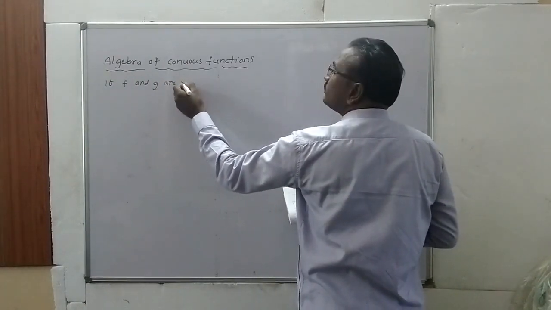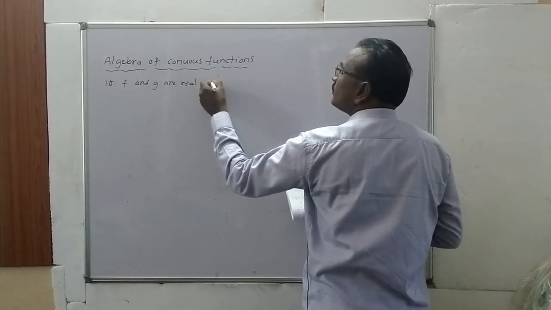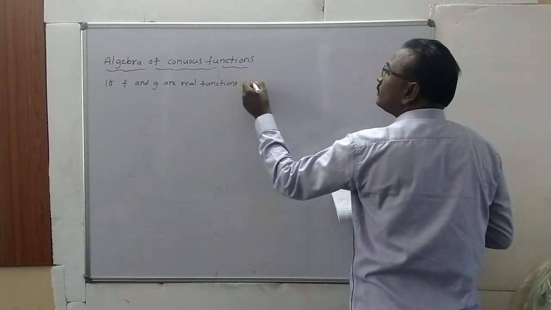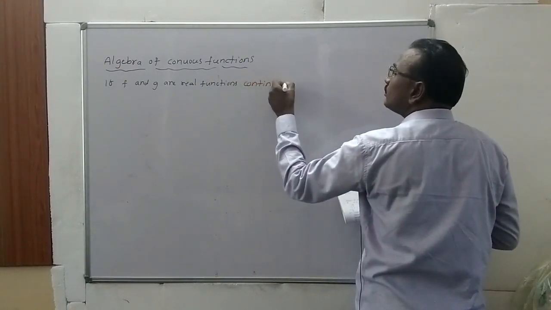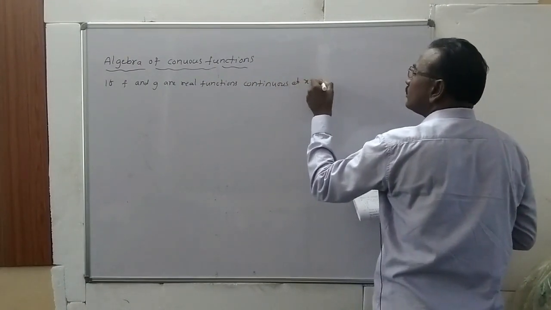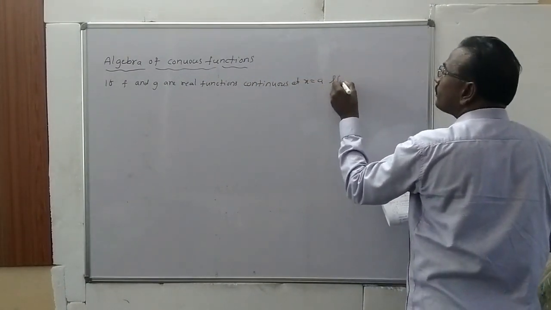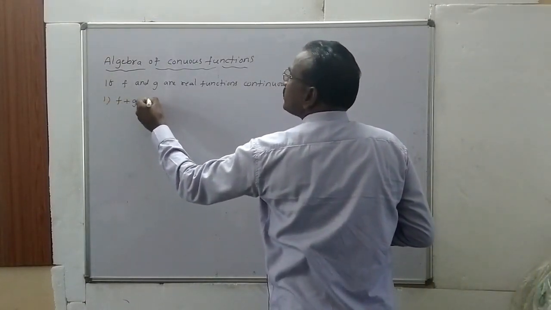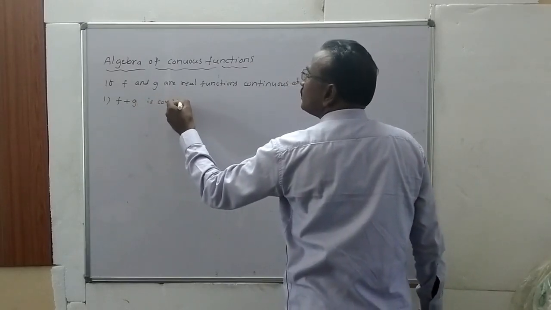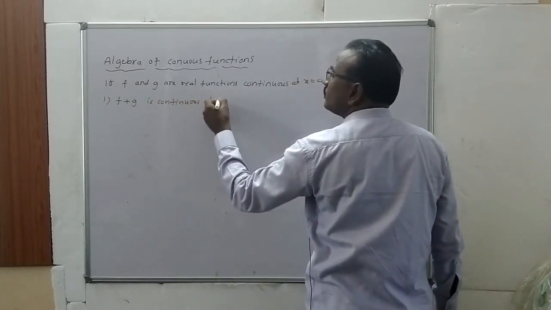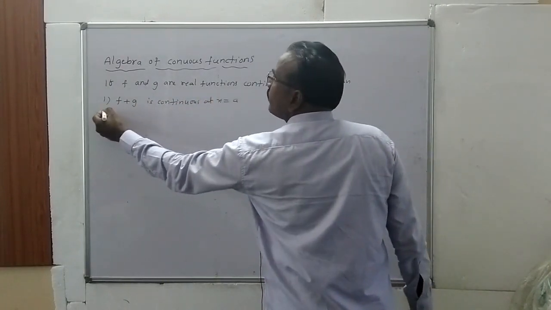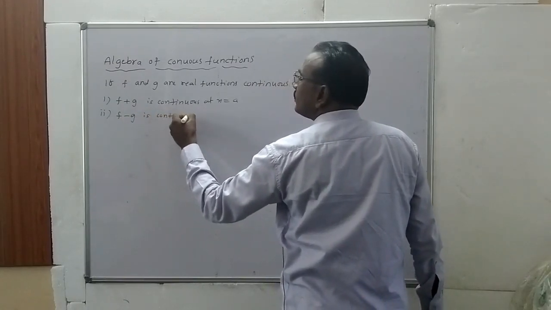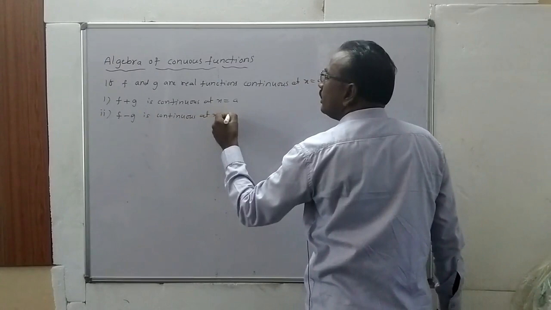real functions, continuous at x is equal to a, then first one, f plus g is continuous at x is equal to a. Second one, f minus g is continuous at x is equal to a.